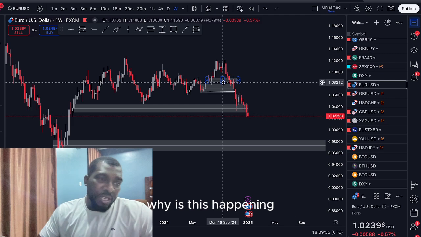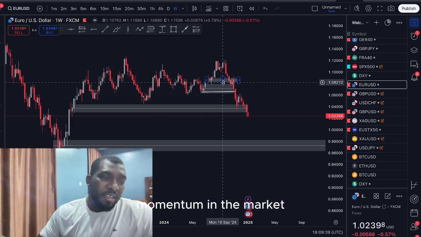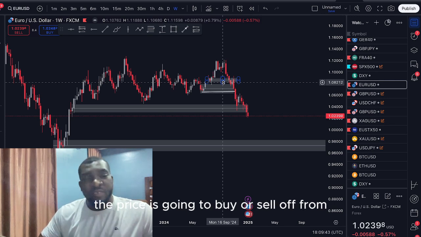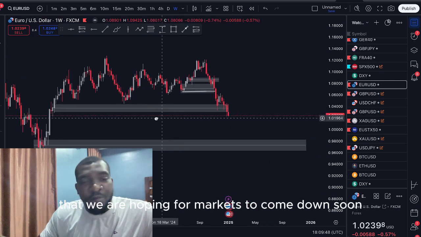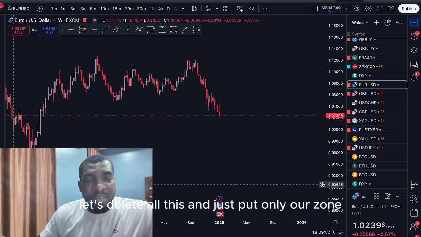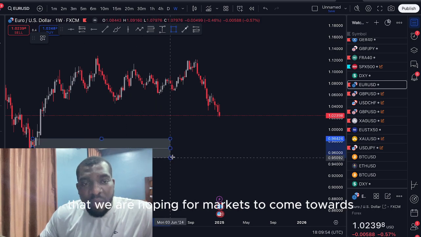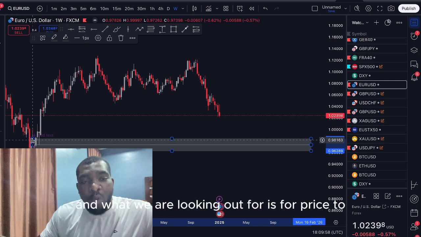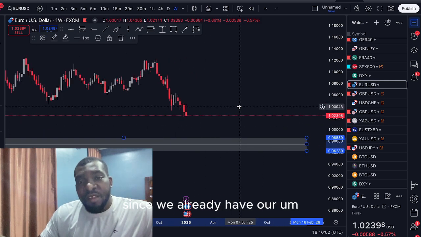Why is this happening? When you understand the concept of momentum in the market, you'll be able to understand the direct zone that price is going to buy or sell off from. So now, with that being said, we have already had our zone that we are hoping for markets to come down to. Let's delete all this and just put only our zone. We could see that this is our zone that we are hoping for markets to come towards and give us a buy. And what we are looking out for is for price to at least come to 50% of this zone.